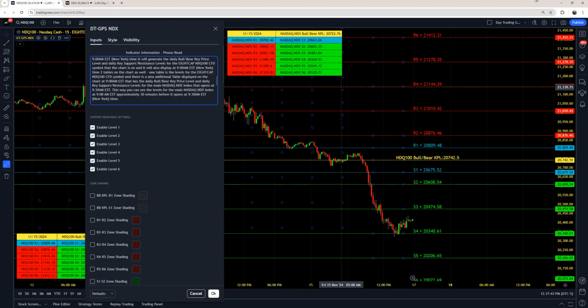This allows you to get the levels early, 30 minutes before the market opens, and that gives you time to formulate trade plans for whatever NDX index options you want to trade, whether it's long calls, long puts, credit spreads, iron condors, butterflies, straddles, etc. Any type of option play you're looking to formulate a plan for, this will give you the levels 30 minutes early for the main Nasdaq NDX index and time to plan what you're trying to accomplish that day.